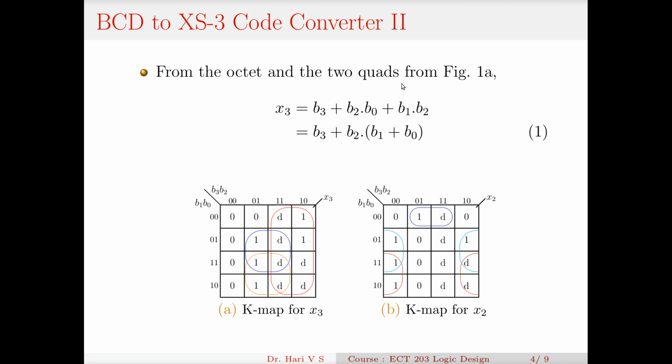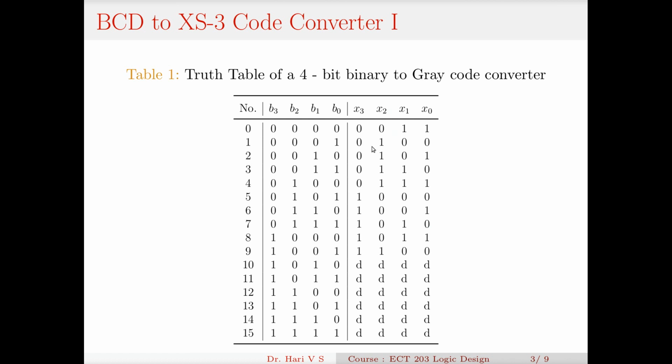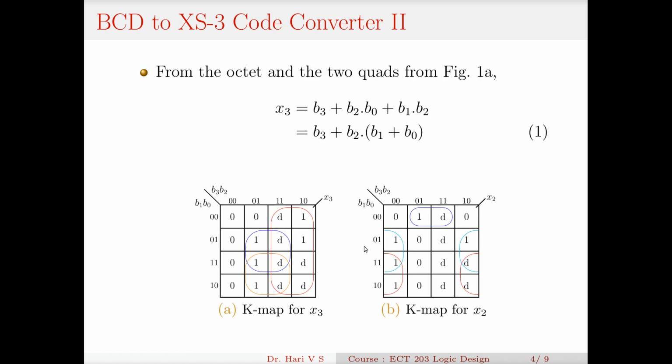So this is how I go for x3. x3 is nothing but 5 zeros followed by ones and don't cares. That is 0 0 0 0 0, then 1 1 1 1 1, okay, 1 1. Then these are all don't cares.